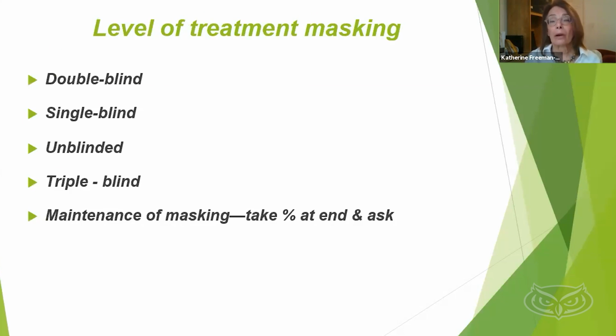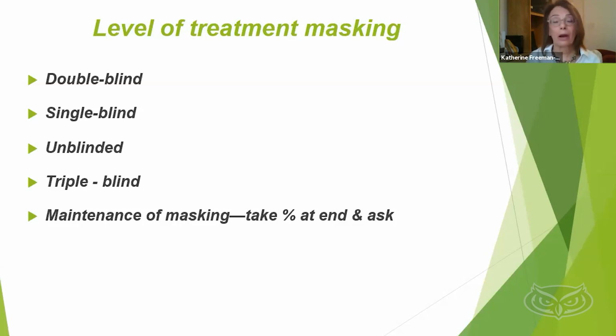Treatment masking, sometimes called blinding, would mean that the people involved in the trial do not know what treatment groups the patient or clinician has been assigned to. A double-blind trial refers to both the treating clinician and the participant patient not knowing what they're given. A single-blind trial involves either the patient, participant, or the clinician not knowing.